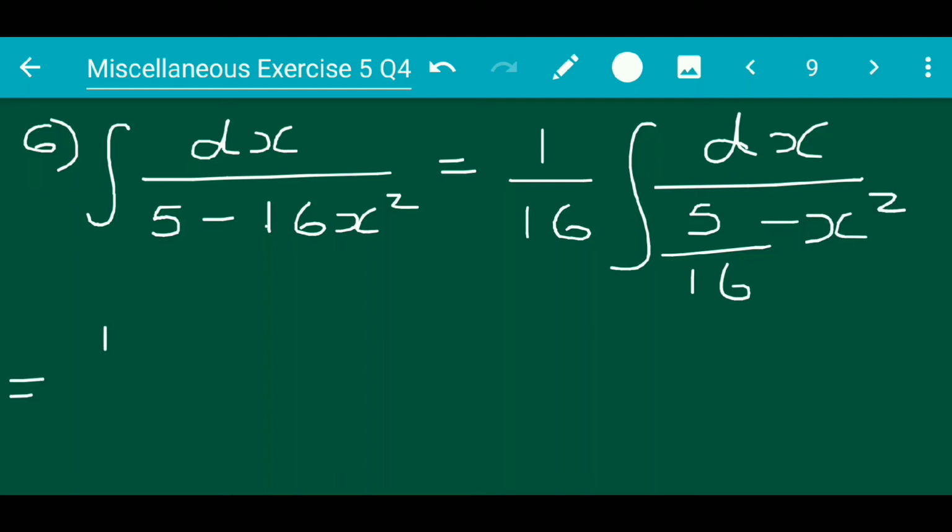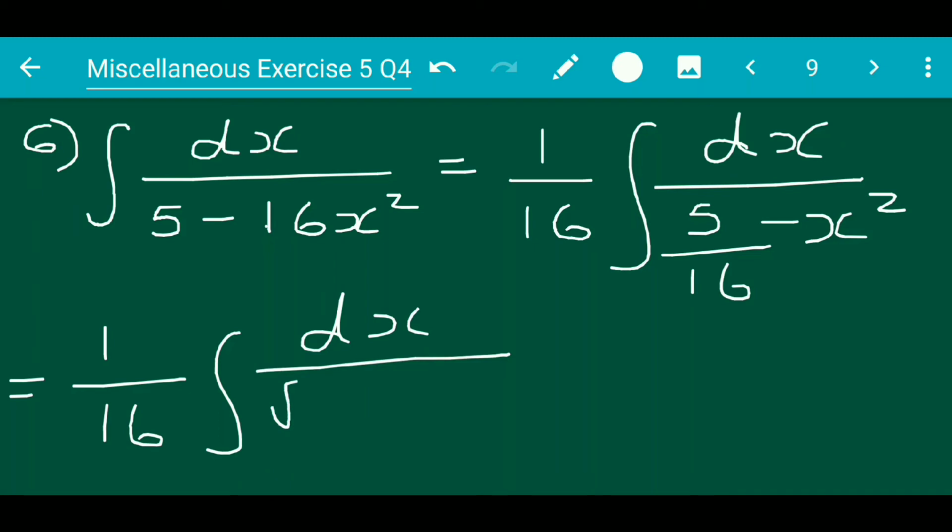So then it becomes 1 upon 16, the integral of dx upon root 5 upon 4 the whole square minus x square, since 5 upon 16 can be written as root 5 upon 4 the whole square. So this is of the form 1 upon a square minus x square.